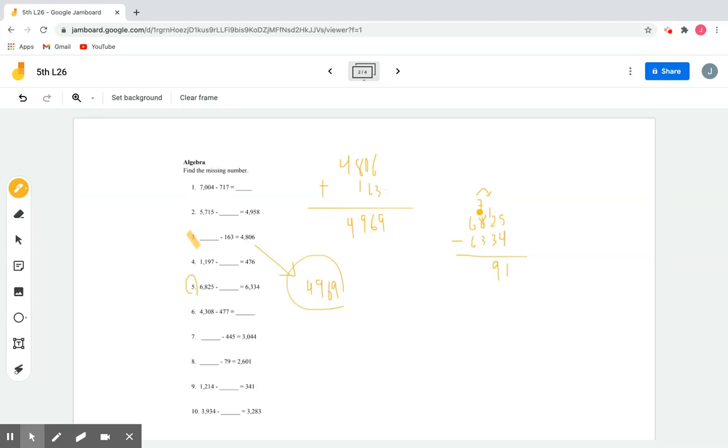And then we're going to subtract, for the hundreds place, 7 by 3. So 7 minus 3 is 4. And then 6 minus 6 is 0. So we're not going to write it here. So the final answer for number 5 will be 491. Okay?